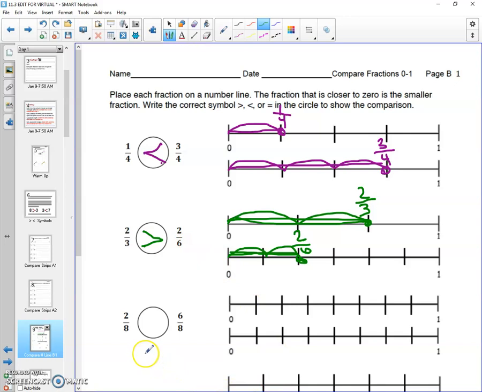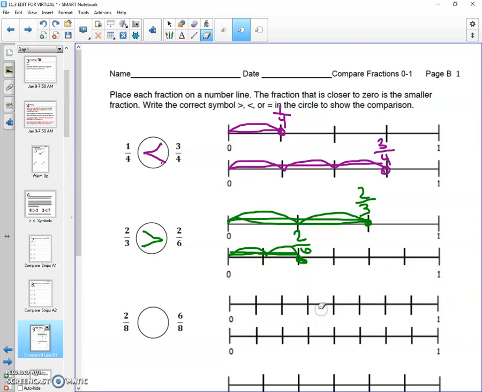Let's go ahead and look at one more together. We'll compare 2/8 and 6/8. On the top number line, I'm going to go ahead and show 2/8. Oh, I'd better choose another colored pen. We'll use red this time. I know that this top number line shows eighths because there are 1, 2, 3, 4, 5, 6, 7, 8 spaces that the unit is broken into.